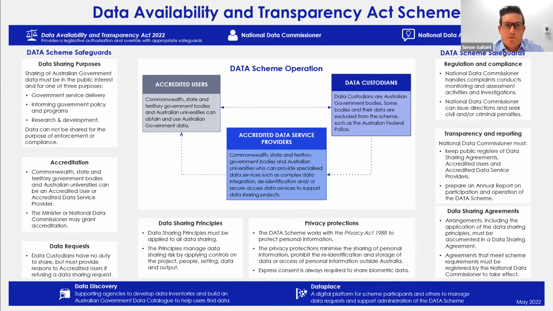The scheme safeguards, which is this U shape of boxes around the outside. I won't go into great detail on each one of these because we'd be here for hours. We've already spoken about the data sharing purposes, and I've mentioned the term accreditation a couple of times now. When we say accreditation, there is an application process that an organisation needs to go through to become an accredited user or an accredited data service provider.